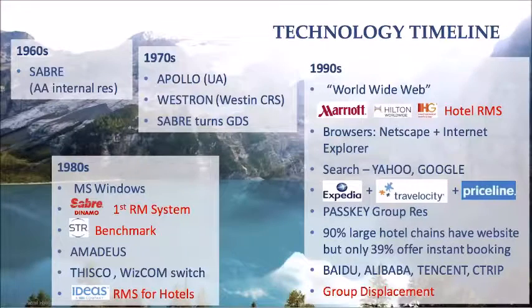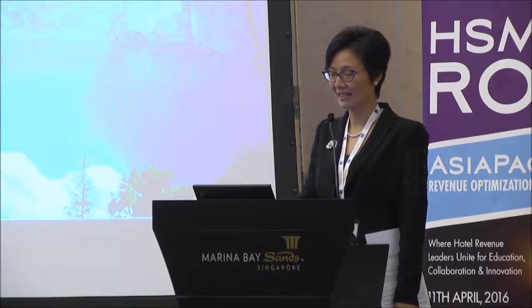Then we went to the 1970s. So we had Apollo, which later became a GDS, but at that time was United Airlines. Then Westron was one of the first hotel group CRS, which was actually a West Indian system. And then towards the end of the 1970s, Sabre became a GDS by providing a system to travel agents to be able to book on it as well. And as I say, the list gets a little longer.